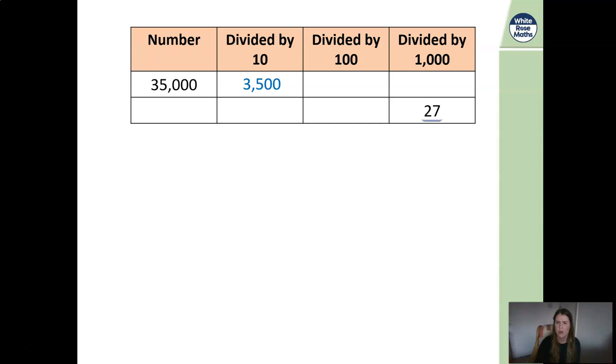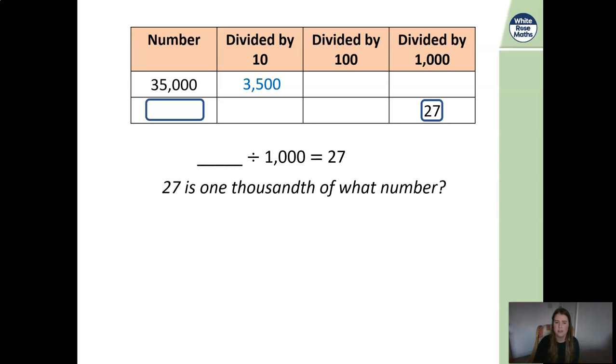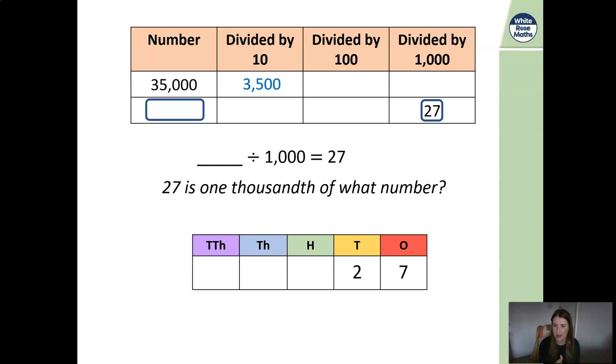However, what do we do with this number? Now this number has already been made 1,000 times smaller than the original number. So all of our division has already happened. We now have to think, how am I going to find that original number that we started with? Our sentence would be: something divided by 1,000 is going to give us 27, and we need to work out that original number. So 27 is 1,000th of what number? Let's put that in a place value chart and see if we can work it out.